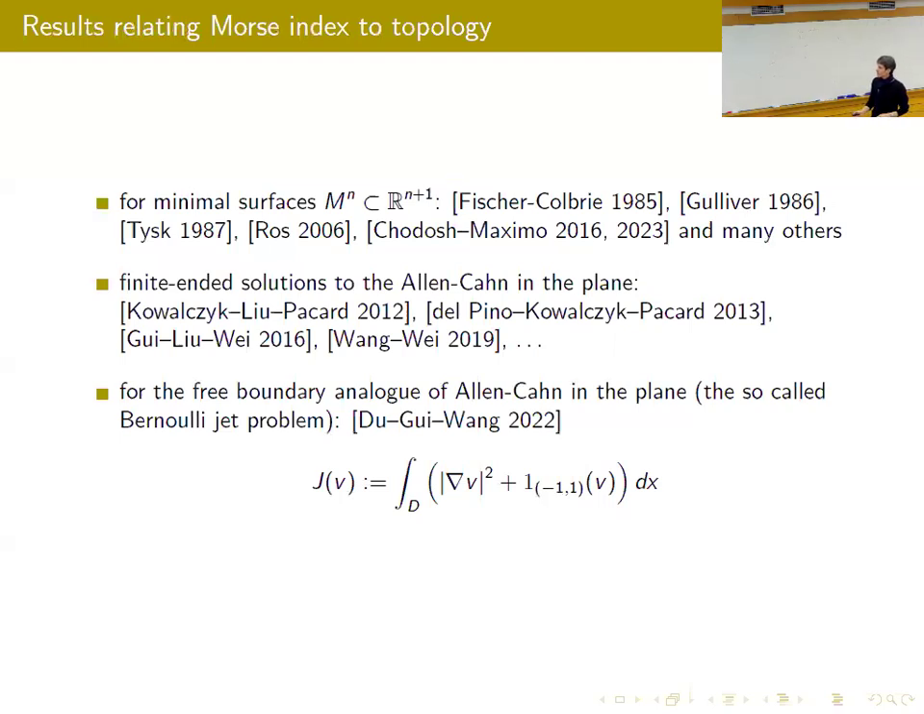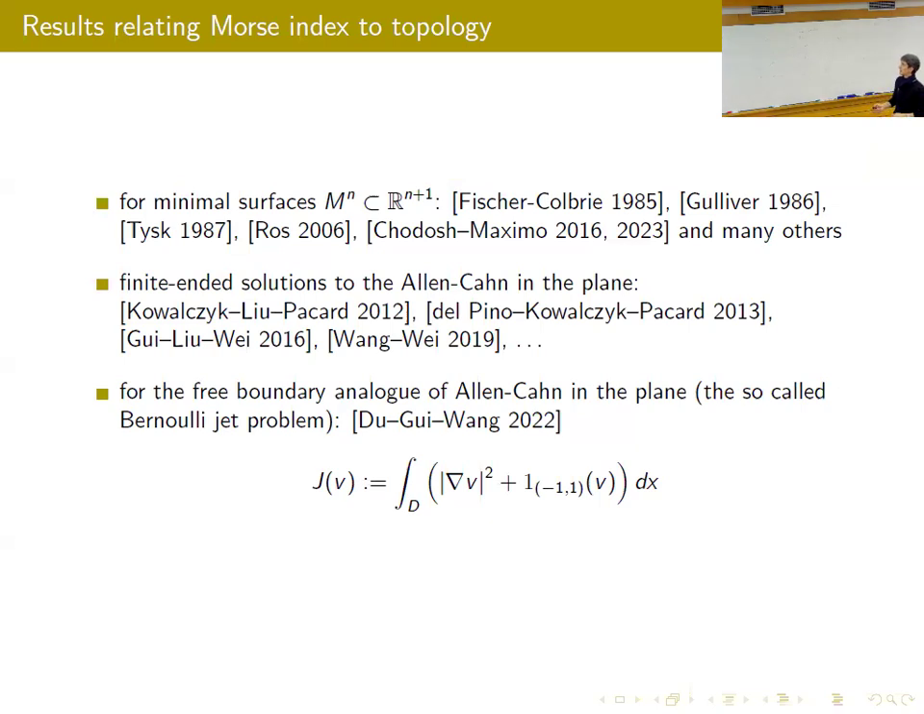A similar study was done for the free boundary analog of the Allen-Cahn equation, which comes when you minimize the following energy, the gradient term plus this characteristic function of the interval -1 to 1. This is a degenerate double well. So you get a free boundary problem called the Bernoulli-type free boundary problem. Actually, this Bernoulli-type problem has very close connections to the one-phase free boundary problem, as well as to the Allen-Cahn problem.